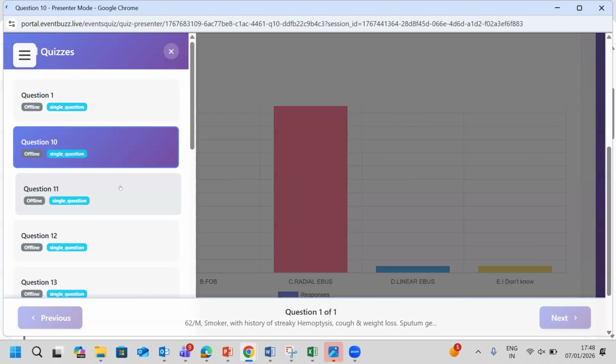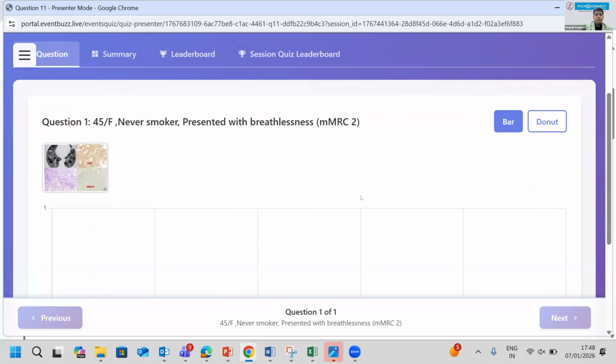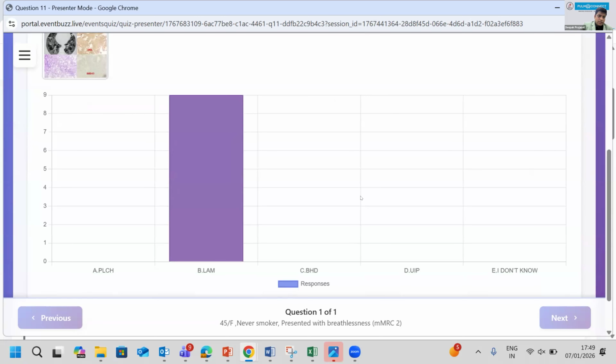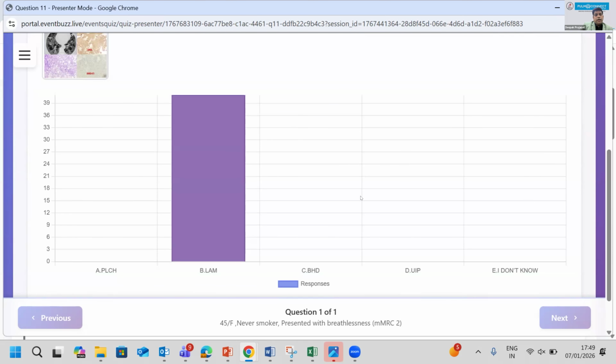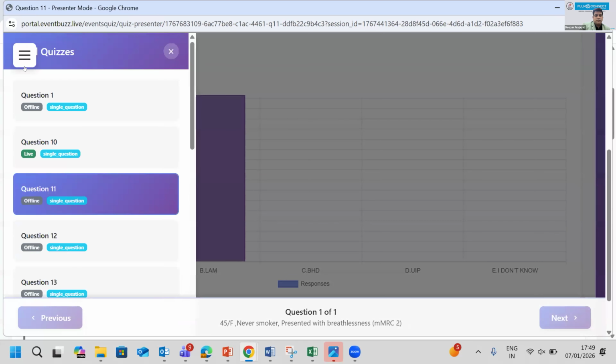So now moving on to the 11th question, which is live. Your 11th question is a 45-year female, never smoker, presented with breathlessness of MMRC grade 2. The CT scan showed a cystic lung disease. On biopsy, there are cystic areas which are infiltrated by the spindle cells, and on the histopathology, the SMA and the HMB45 stains were positive. So what is the diagnosis? So it's PLCH, LAM, BHD, UIP pattern, or I don't know.